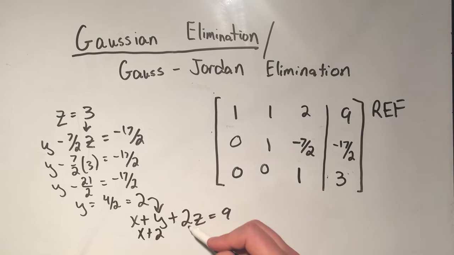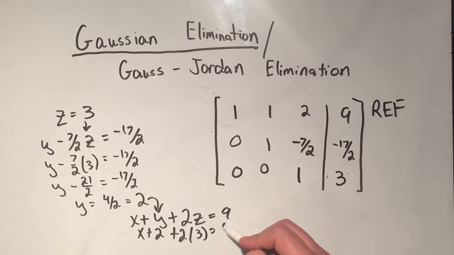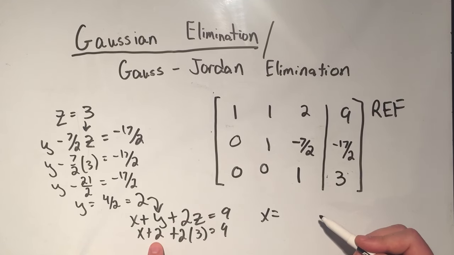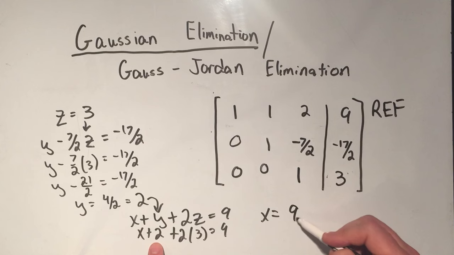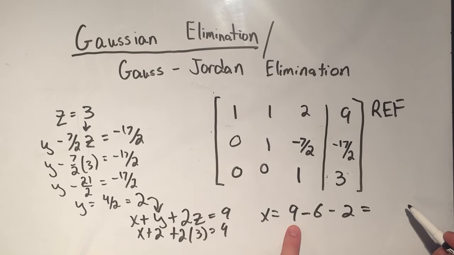Y is 2 plus 2z. I know what z is. Z is 3, which means that x equals, let's see, 9 minus 2 times 3 is 6 minus 2. It's going to be 3 minus 2. I think that's going to be 1. Yes. Okay. And there you have it.